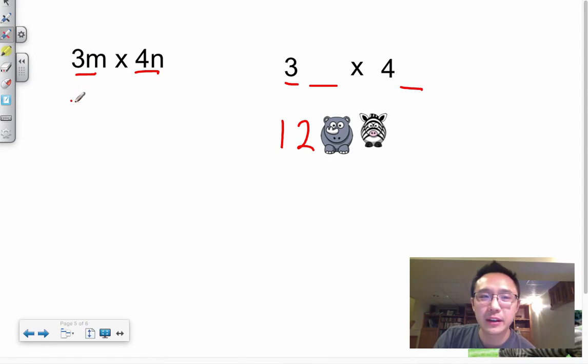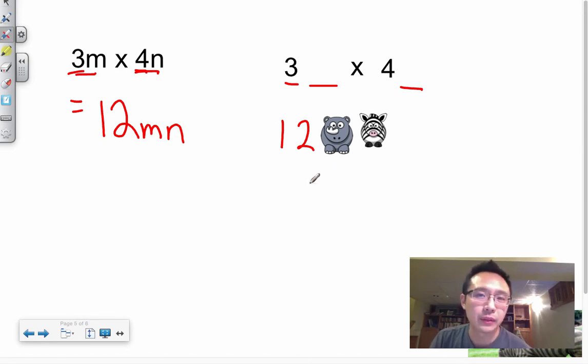So instead of here, we're going to look at these letters. 3 times 4, your coefficients, that's 12. M and N can't do anything, so that's just going to be M, N. And that's it. So hopefully this video was a little bit longer. Hopefully it was enough because I provided 3 examples.